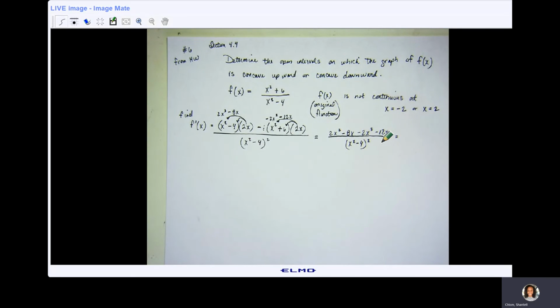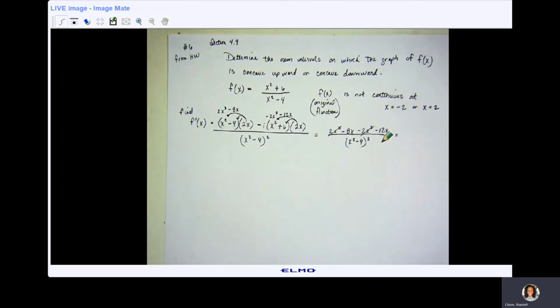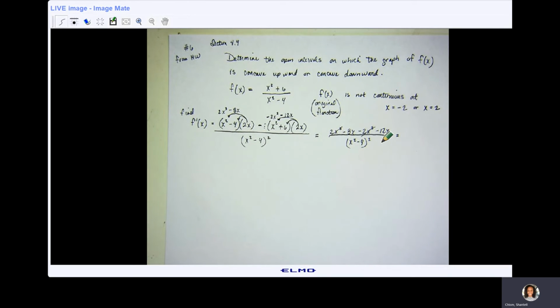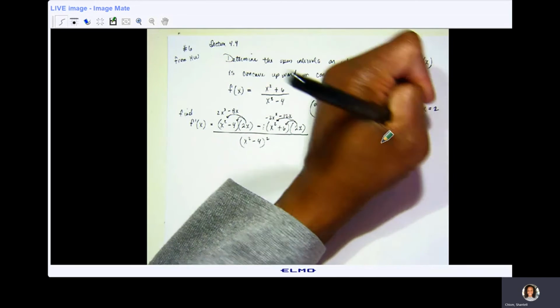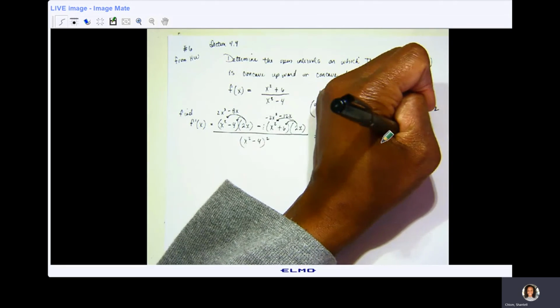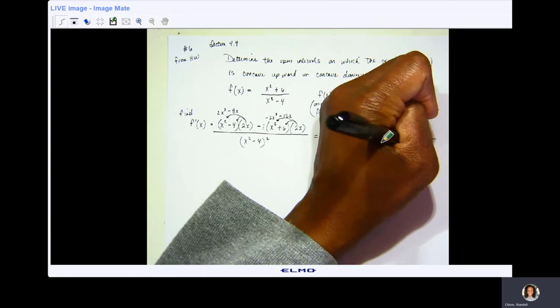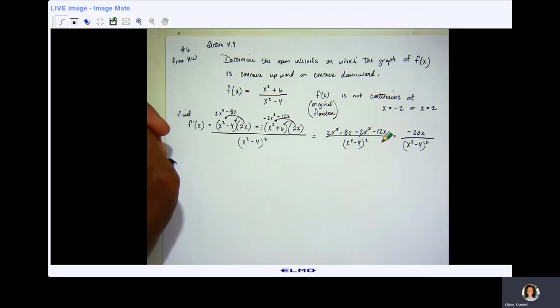Okay? So the 2x cubed and the minus 2x cubed cancel, and the negative 8 and the negative 12, what does that give me? Negative 20x, and then I've got all over (x squared minus 4) squared. Okay? So that is my first derivative. Now let's find the second derivative.